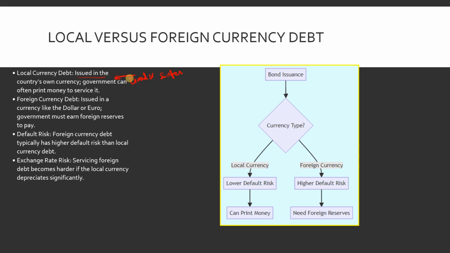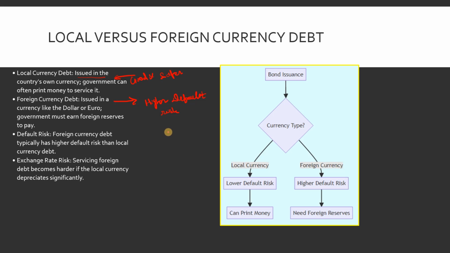However, foreign currency debt, issued in currencies like the US dollar or euro, carries much higher default risk. A government cannot print dollars, it must earn them through trade or hold them in foreign reserves. Furthermore, if the local currency depreciates significantly, the cost of servicing that foreign debt skyrockets, creating a massive fiscal burden.